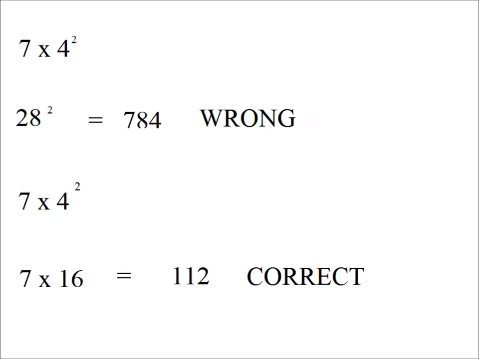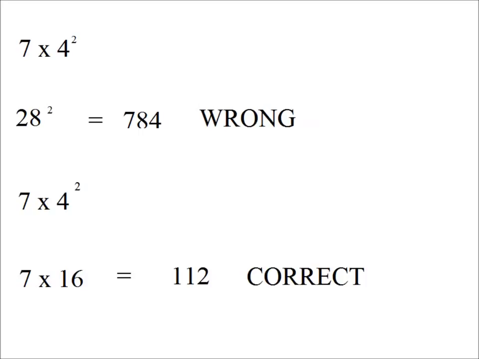Okay, so again, we'll see the original problem, 7 times 4 squared. If we calculate our exponent first, that is the 4 squared. We know that's 16. So then we can calculate 7 times 16, which gives us an answer of 112, and that's correct. Okay? Just remember, the wrong answer might be on your test or your exam.